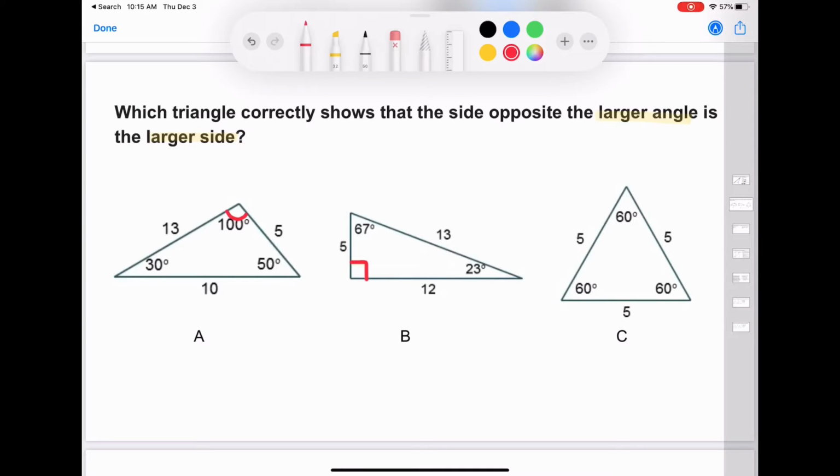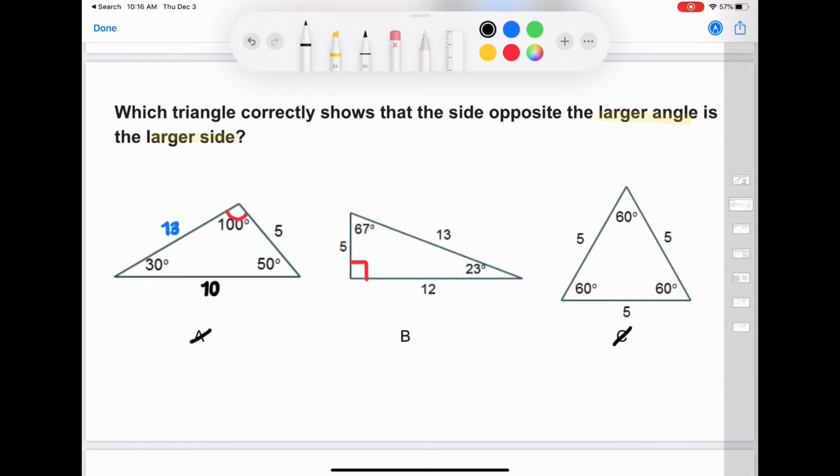Okay, so immediately we can go ahead and identify that C will not be our answer because all the angles are the same and we don't necessarily have a larger angle. But now let's look at the other ones. Across the largest angle of A, we have side number 10, so the length of this side is 10. Well, the length of the longest side is actually 13, so this does not show us that the side opposite the largest angle is the largest side.